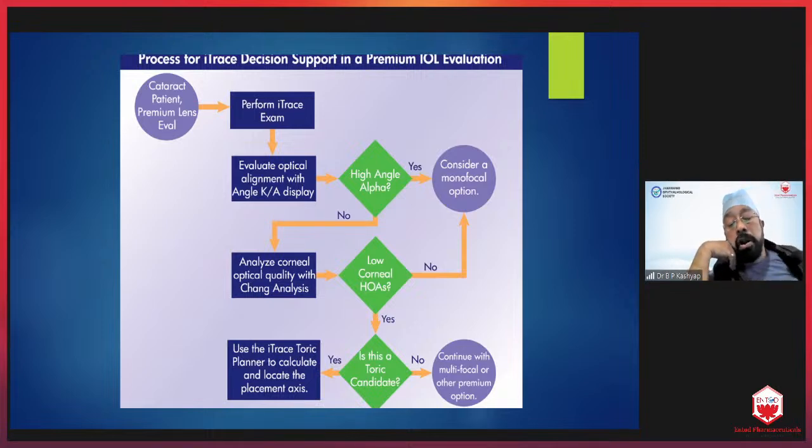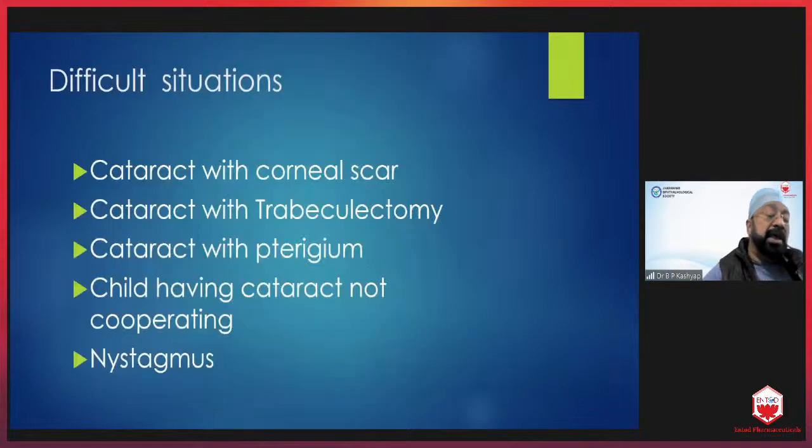That is, look for low corneal higher order aberration. If the higher order aberration is low, then you can go for toric options. If the higher order aberration is not low, in that case you should go for monofocal options. And if there is a low angle alpha and a low corneal higher order aberration, then the patient is looked at for toric. If the patient is calculated for toric, let them go for toric. If it is not for toric, you can let the patient go for any multifocal lenses.